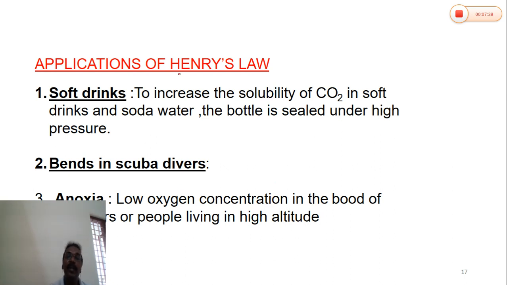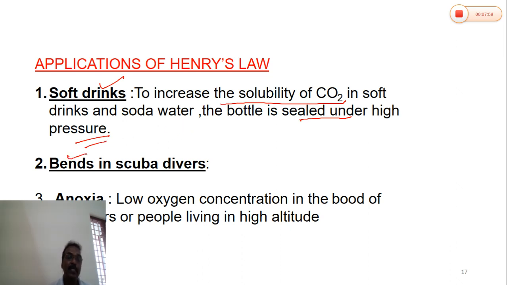Now, applications of Henry's law. The first is soft drinks. Carbon dioxide is dissolved in water in soda water or soft drinks. To increase the solubility of carbon dioxide in the drinks or soda water, the bottles are sealed under very high pressure, so the carbon dioxide gas is dissolved in water.